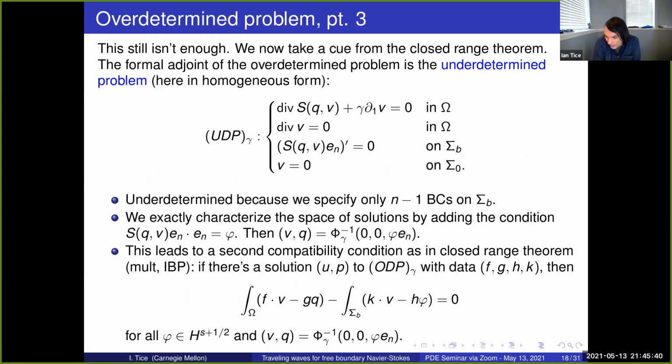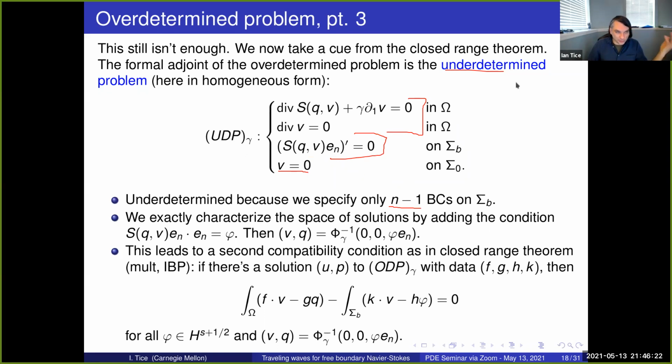It turns out that to figure out the second compatibility condition, we have to take a cue from the closed range theorem and work with the adjoint to our overdetermined problem. And interestingly enough, the overdetermined problem's adjoint is an underdetermined problem, which I have written here. And so this is basically the same Stokes system with the same boundary conditions on the bottom, except the difference is that on the free surface, or rather on the top, instead of specifying n boundary conditions, we specify n minus 1. We only specify the horizontal part of the applied stress.